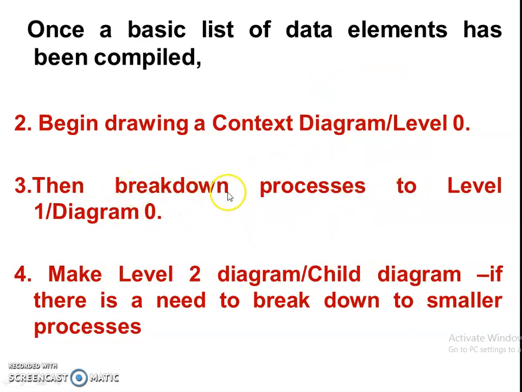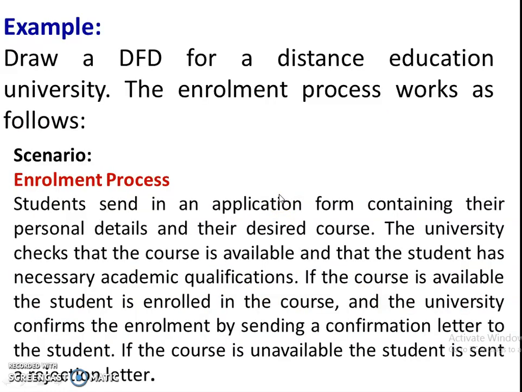We will break down the processes, and then if there is a process in the level 1 that needs to show its child diagram, then we will make the level 2. So if there is a need to break down to smaller processes any of the processes that you have in level 1, this is what I will do also. This is what we will follow.